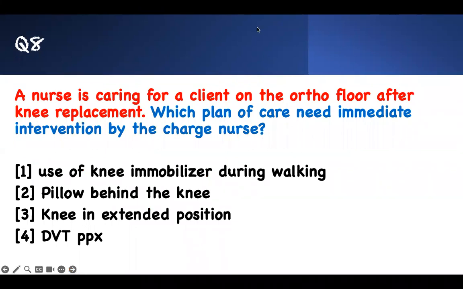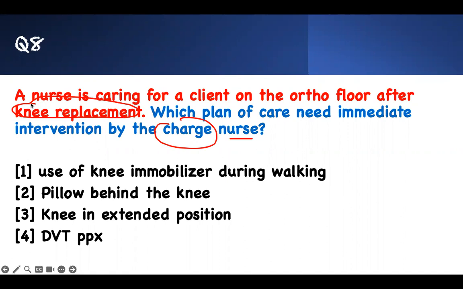Which plan of care need immediate intervention? That means something is wrong and you need to intervene by the charge nurse. You got to be sharp. A nurse is caring for a client on the orthopedic floor after knee replacement. Keyword is knee replacement. That's all. I have a patient who has a knee replacement. I'm rewriting it to my knowledge so that I can take in charge. What do I do? You see, I've changed the question.